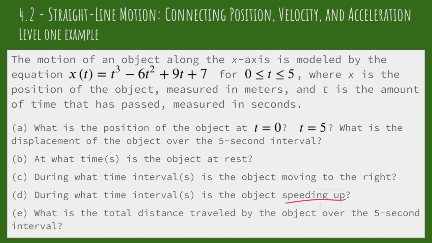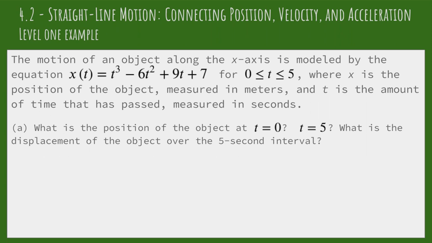Remember, speeding up is when the speed is getting bigger, not necessarily the velocity getting bigger. And then distance traveled, which is going to be a little bit tricky. It's different from displacement, but we should have the tools to be able to do that. So let's start here with just the position of the object at 2 different times.